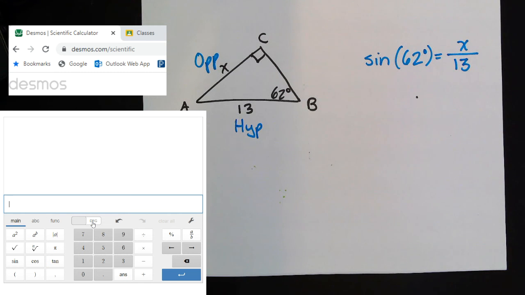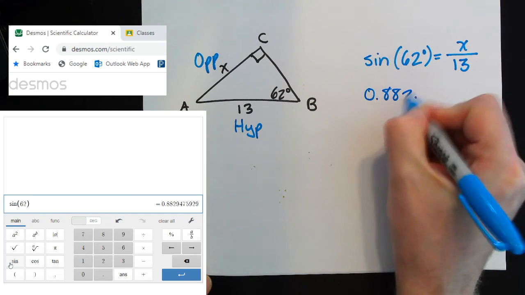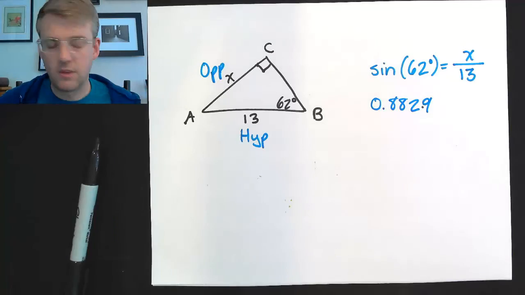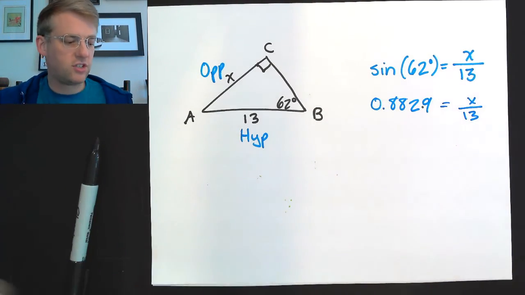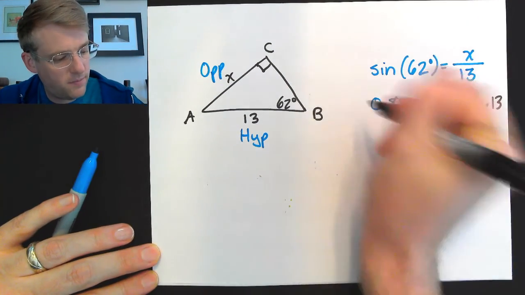So to find the sine of 62 degrees, I click sine and I type 62, and there we have it. It's 0.8829. 0.8829 is our pretty detailed approximation. So now I've got that equals x over 13. To solve for x, we need to multiply both sides by the denominator.